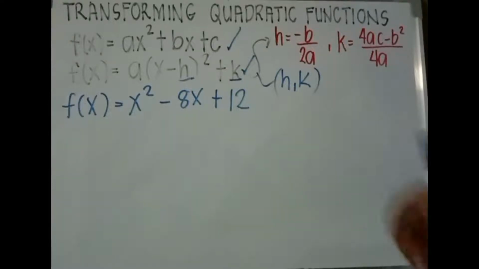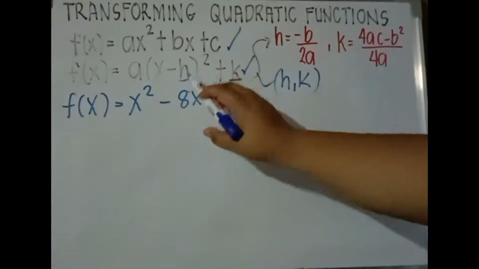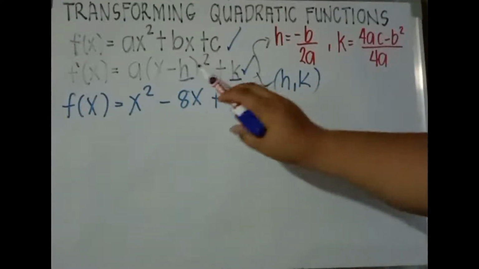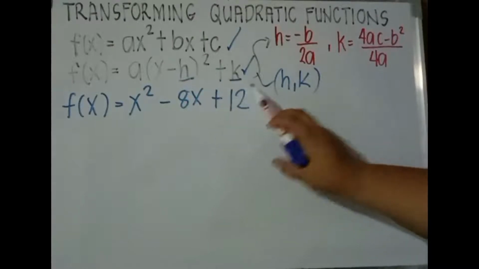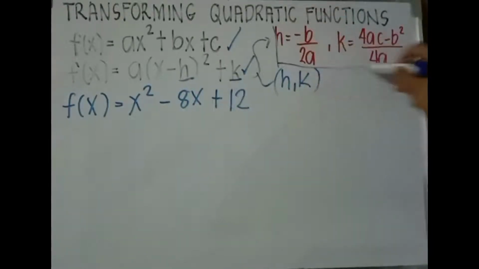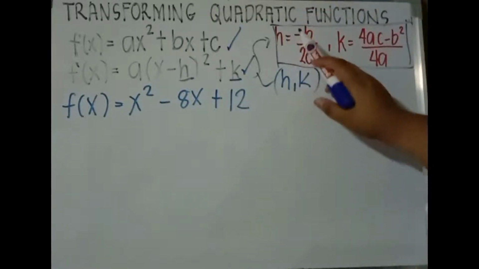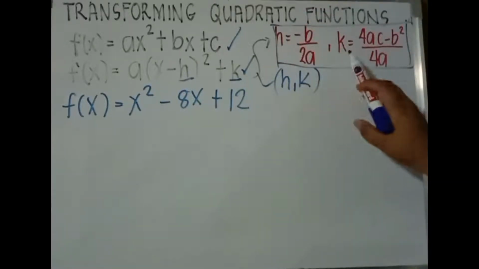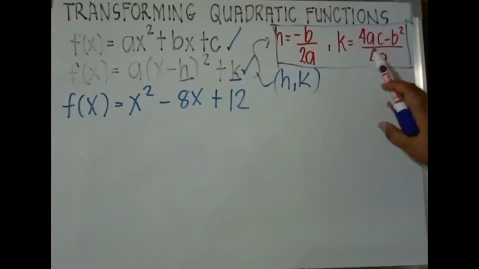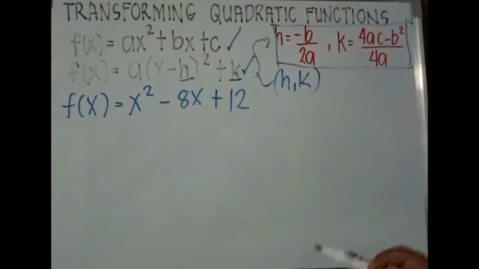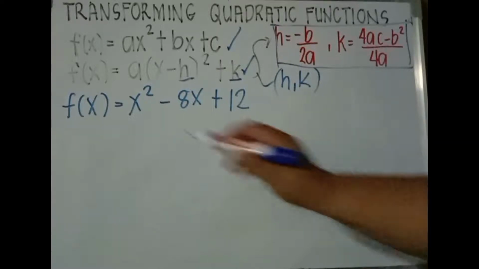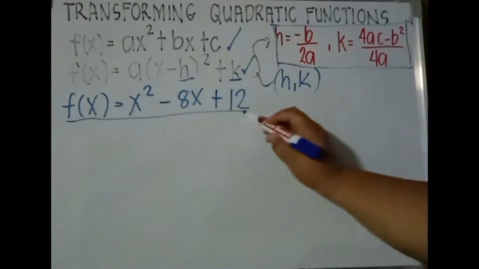Now, there's a need for us to find the value of your h and k. In order for us to find the value of your h and k, we need these two formulas. Your h is equal to negative b over 2a, and your k is equal to 4ac minus b squared over 4a. Now, let's take this example.